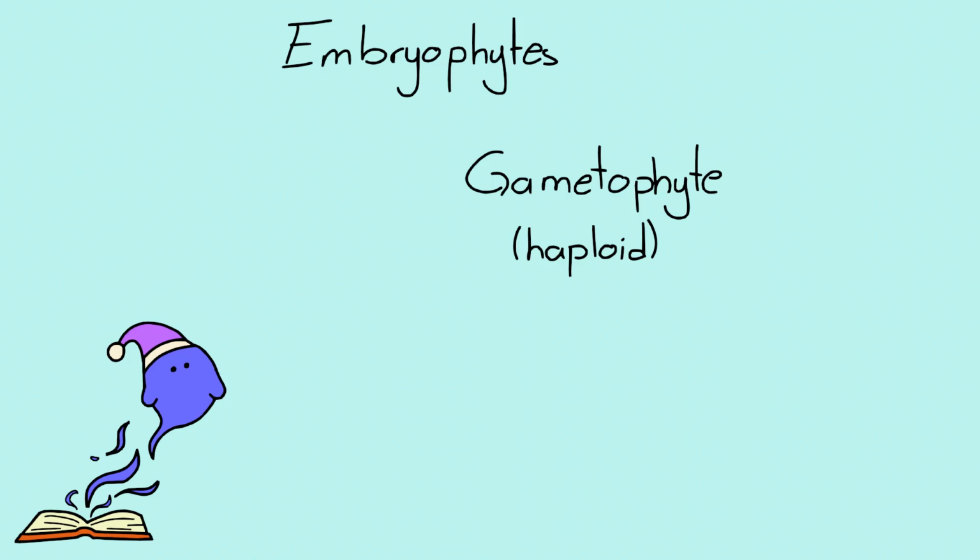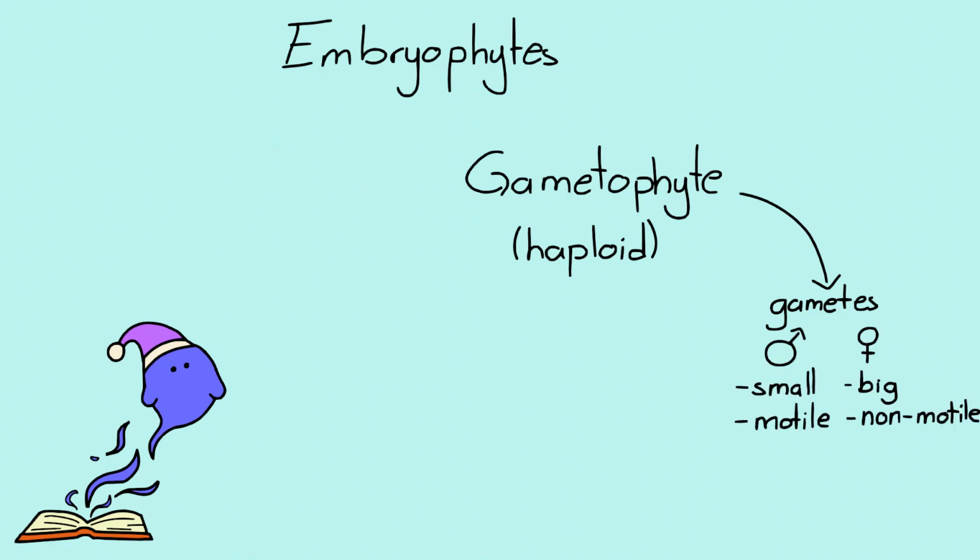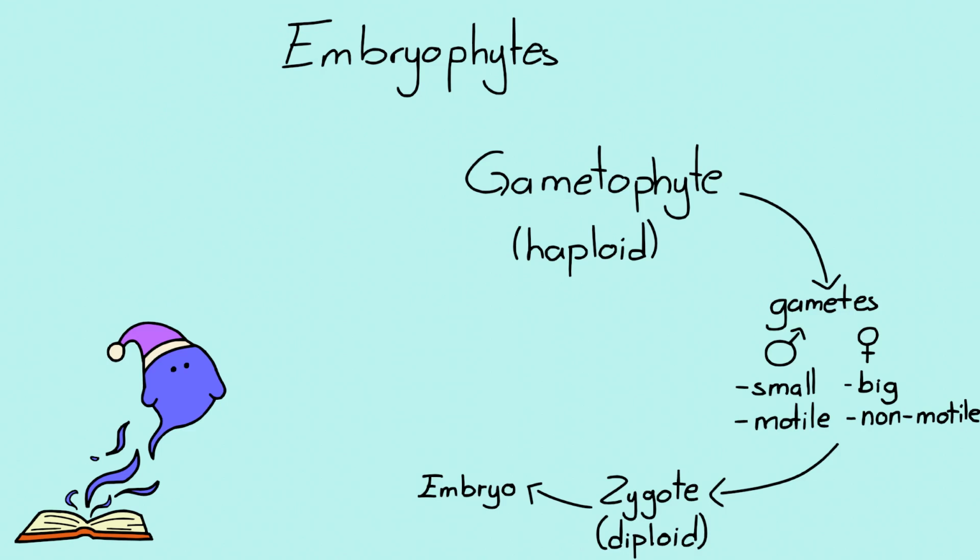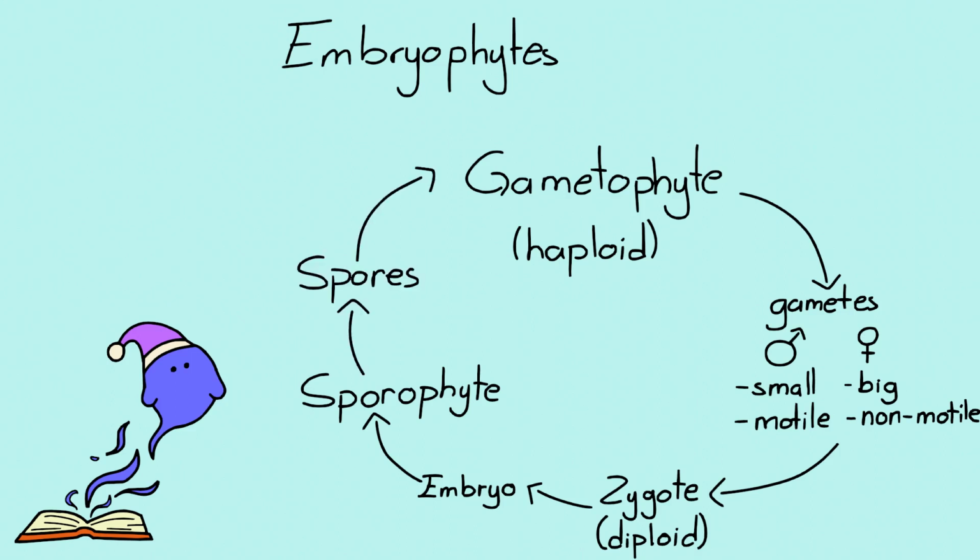This individual is responsible for sexual reproduction because it creates the gametes, the male one being small and motile while the female one is bigger and doesn't move. When they combine, they form a new cell called the zygote. This is now diploid because it has two copies of the genetic information. The zygote divides and then becomes the embryo, which grows into the sporophytic phase, or sporophyte, the individual that creates haploid spores through meiosis that form the gametophyte. As you can see, the cycle repeats and one phase gives rise to the other one, in a process called alternation of generations.